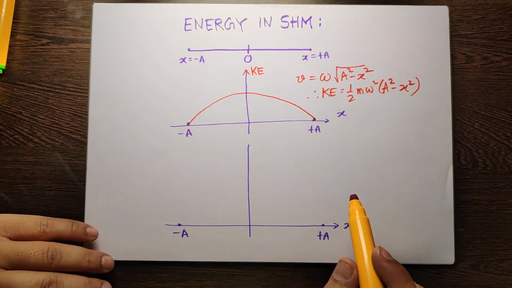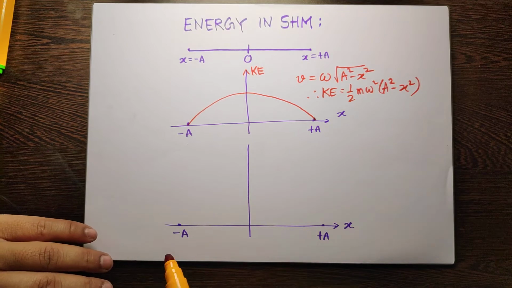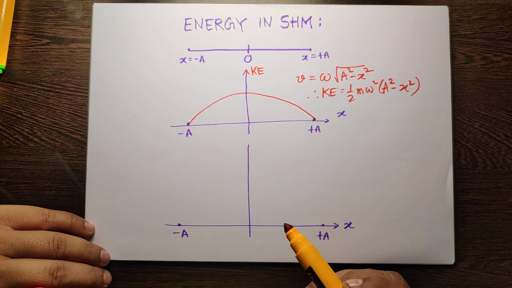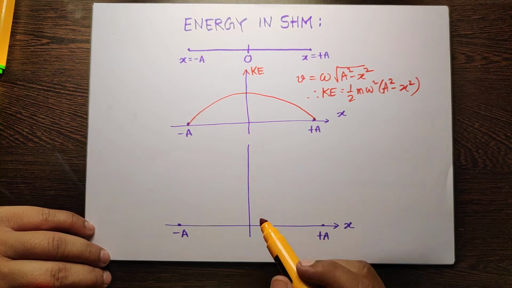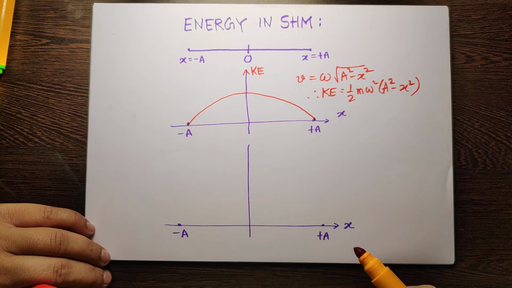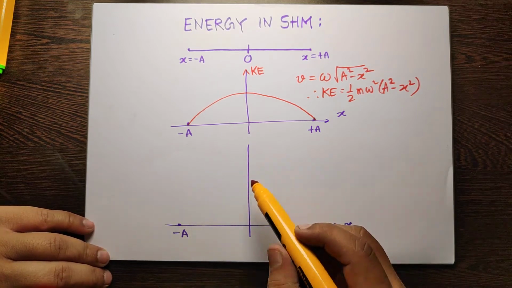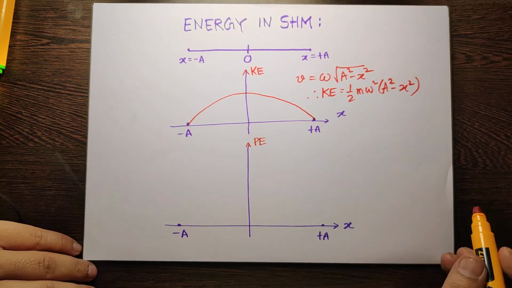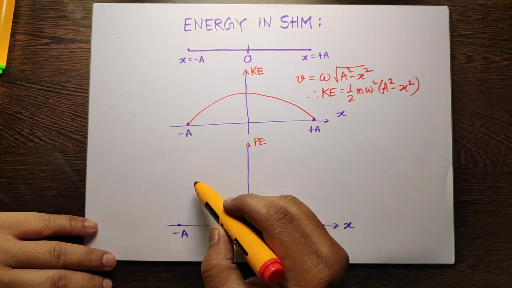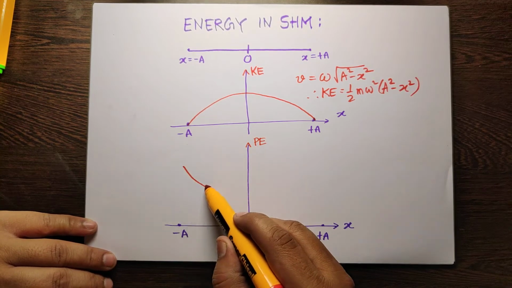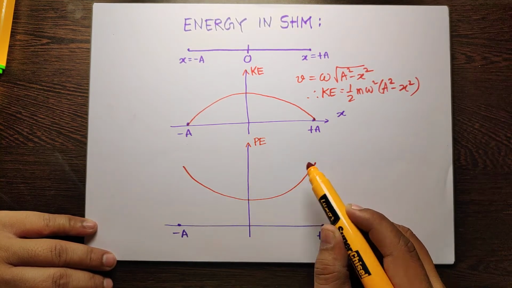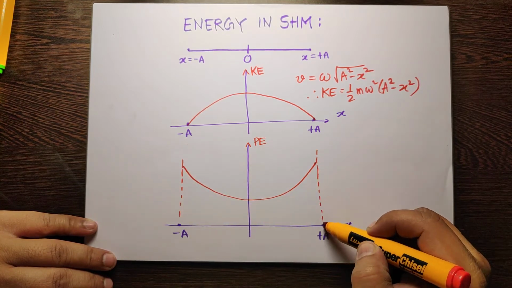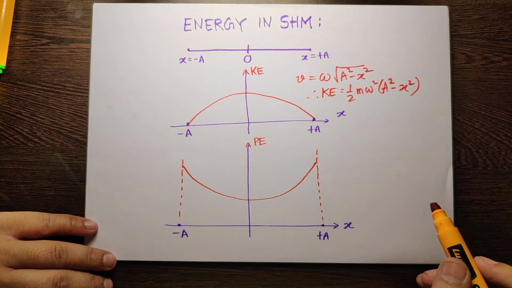Now if you look at the potential energy curve, where do you choose zero potential energy? That's your choice. Wherever you choose zero potential energy, that is the reference. But at the mean position, potential energy is minimum because kinetic energy is maximum. So the curve will be like this: minimum at the mean position and maximum at the extreme positions.